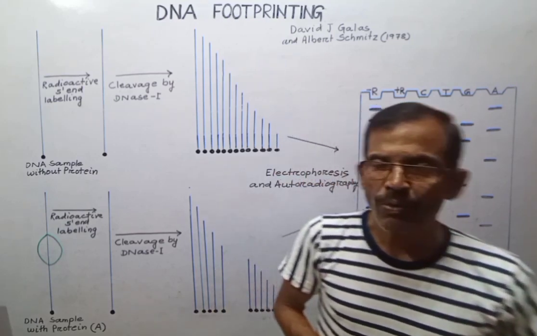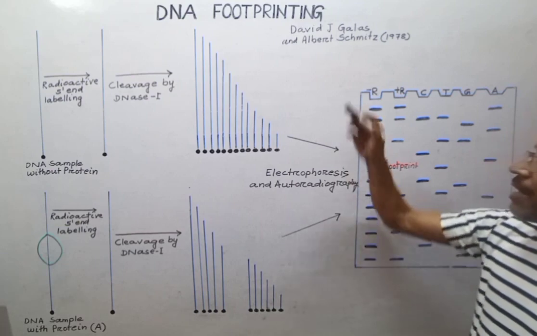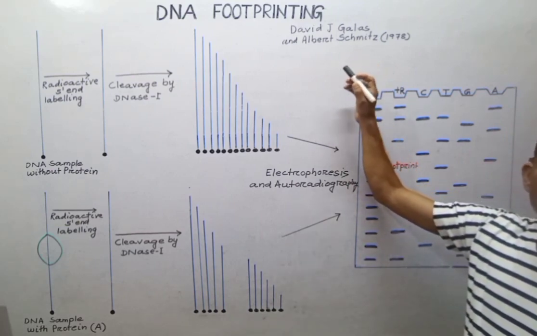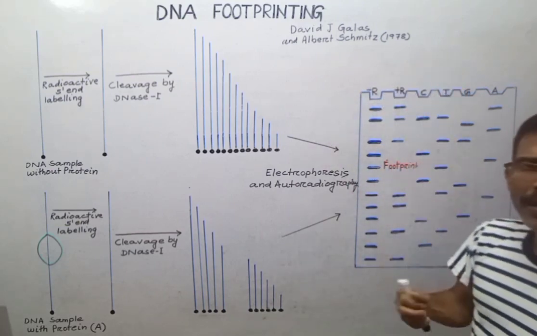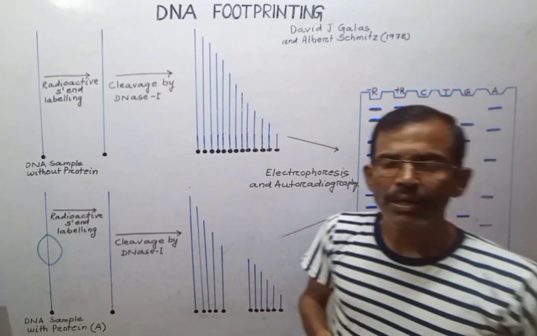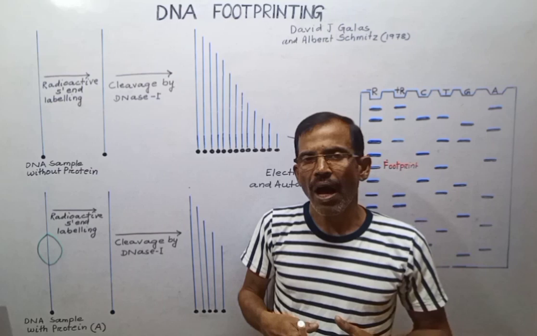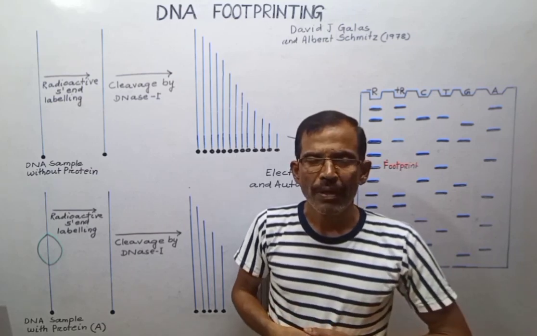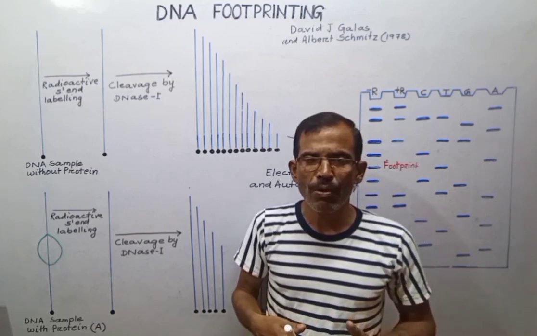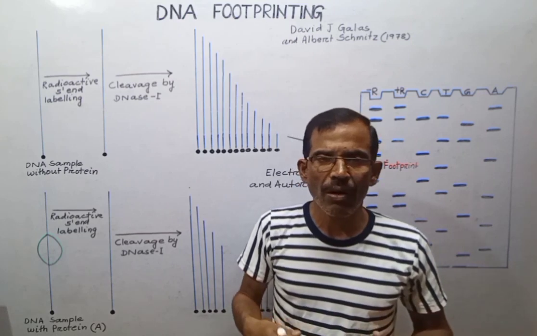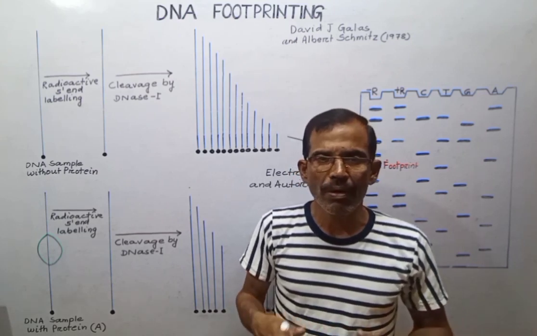DNA footprinting was developed by David J. Galas and Albert Schmitz in 1978 in order to study the binding specificity of LARC repressor protein. This method is based on the chemical sequencing of Maxam and Gilbert.